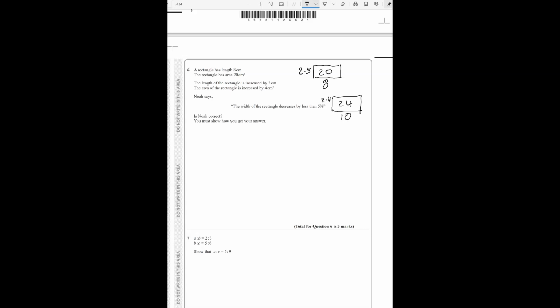The width of the rectangle decreases by less than 5%. Okay, well let's work out 5% of 2.5. 2.5 times 0.05. For some reason I haven't done this. 2.5 times 0.05, which gives you 0.125. So Noah is correct.